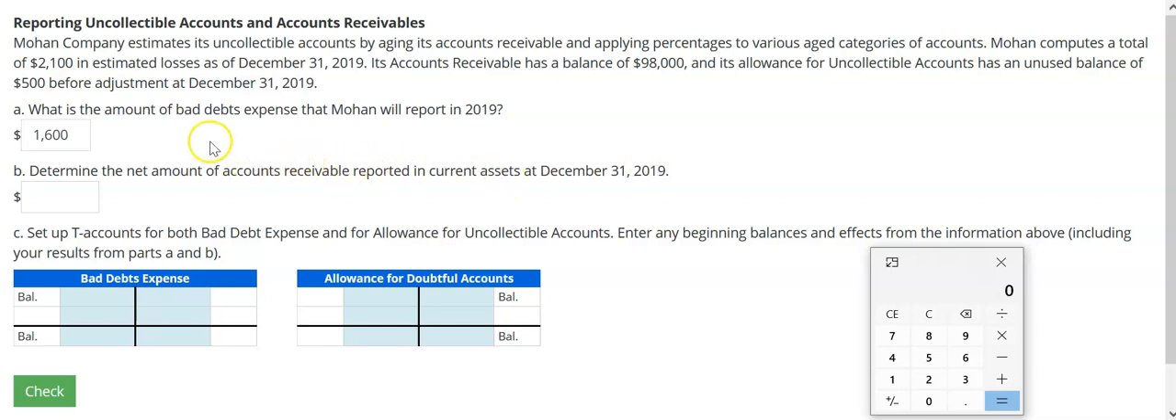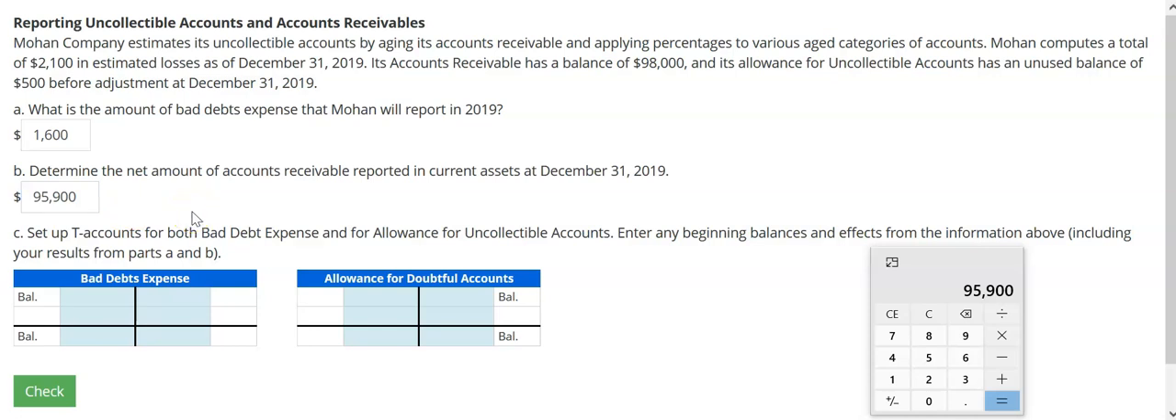Well, here's the thing. We have this $500 left over here. That doesn't mean that our estimate is completely bad. We've used an aging technique to figure this out. So all we really have to do to get this answer is take the gross amount, $98,000, and subtract from that our estimate of the allowance for uncollectible accounts where it started. That's going to give us $95,900.